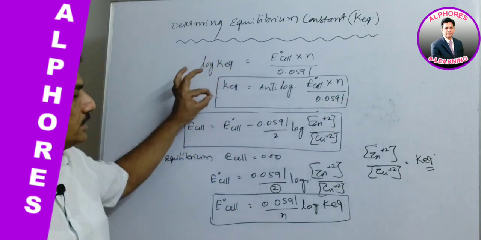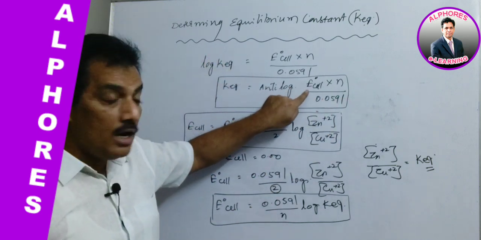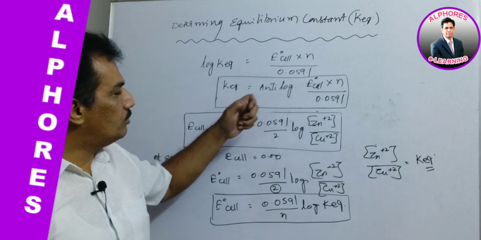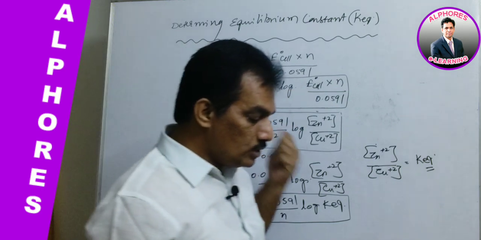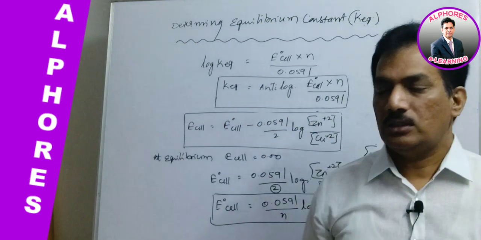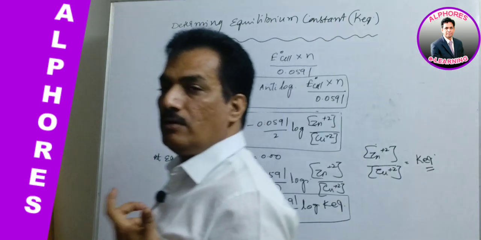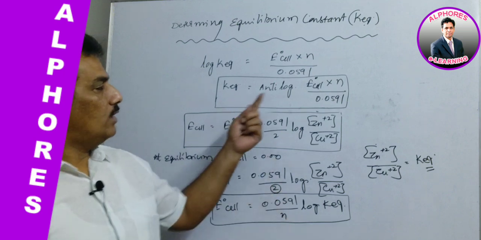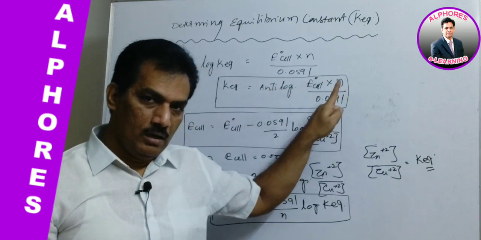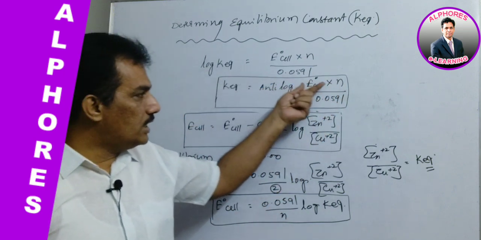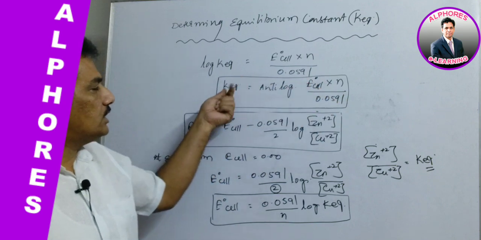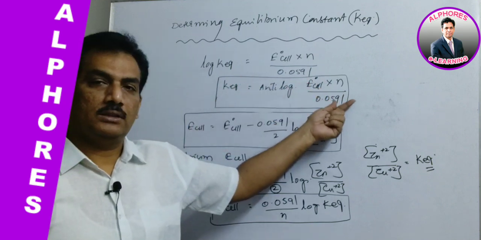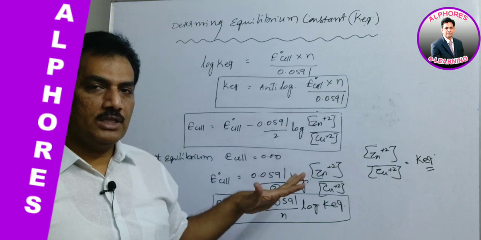Clear? Like this, from E naught cell of the reaction, just observe, only E naught cell is useful because E cell is not finding any value here. E cell becomes 0, and thereby we have to consider E naught cell. And now that E naught cell is finding some sort of relation with equilibrium like this. Are you clear with this one?